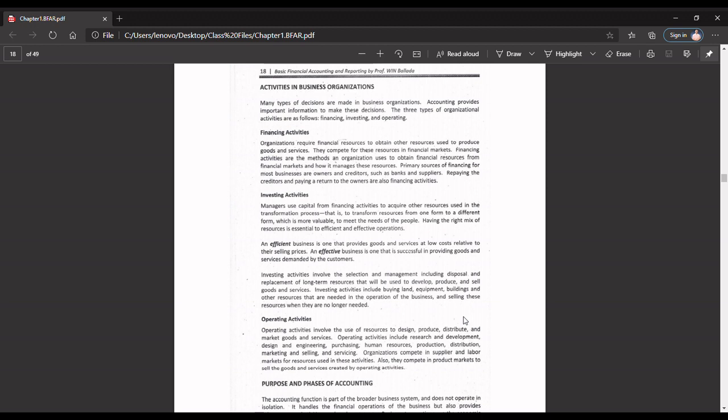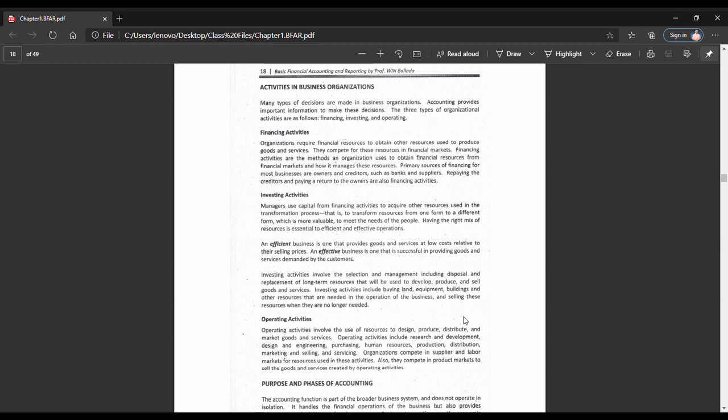Organizations require financial resources to obtain other resources used to produce goods and services. Financing activities are those activities that a business does in order to get sources of money. For example, an owner deposits in his business. That's a financing activity because the business gets finance or money aside from its income.